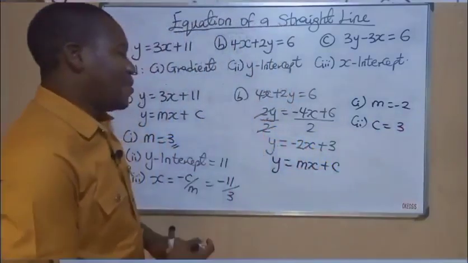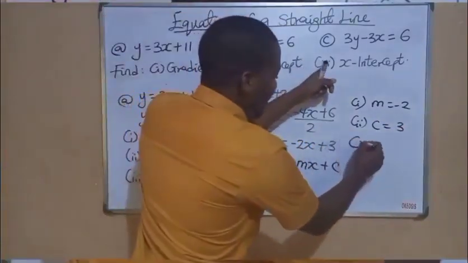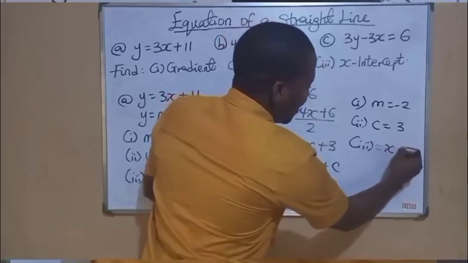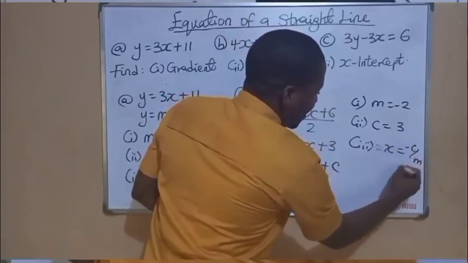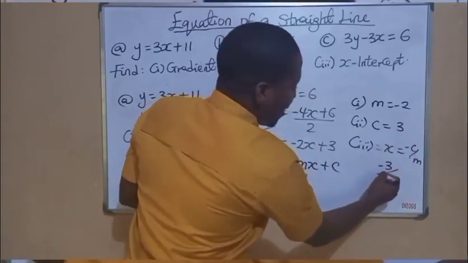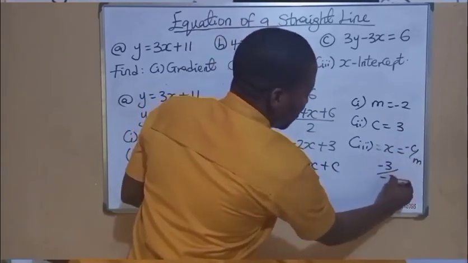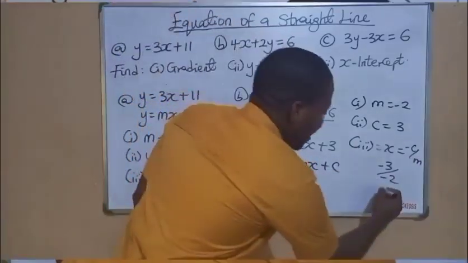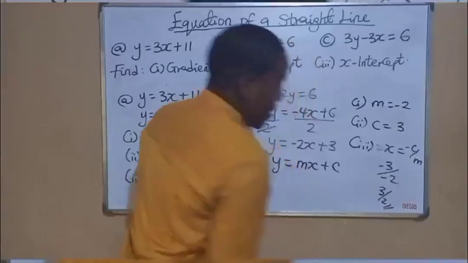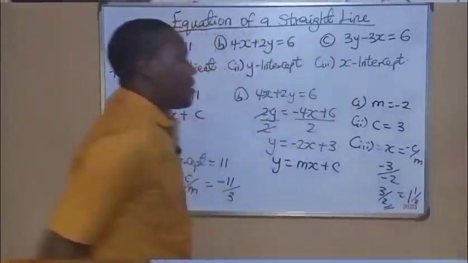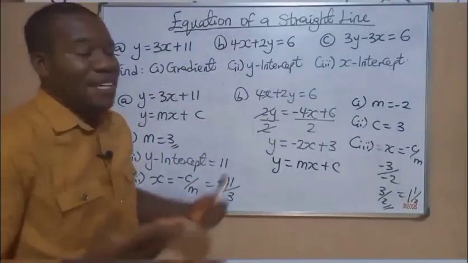Then finally, we are looking for the x-intercept, which we said is the same as minus c over m. That will give me minus, what's my c? My c is 3, over my m, which is minus 2. All right? So negative divided by negative is positive. So that will give me 3 over 2, which is the same thing as 1 whole number, 1 over 2. That's my x-intercept, as easy as that.